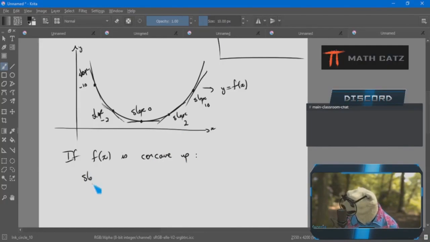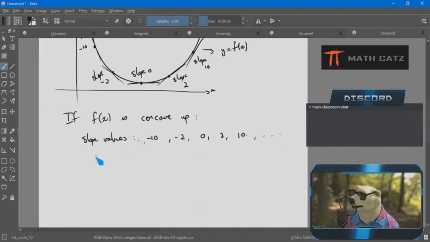So in this situation, I have slope values among many others. They go -10, -2, 0, 2, 10, and of course they keep going, and there's stuff in between and whatever. This sequence of numbers is an increasing sequence. Increasing, right? They're getting bigger. Increasing slope values.